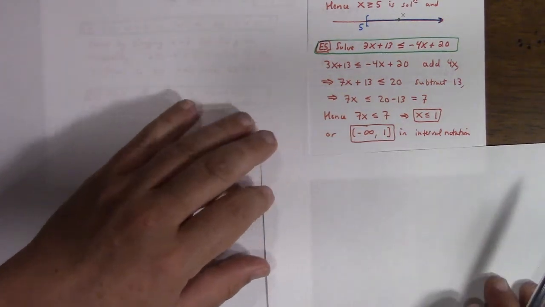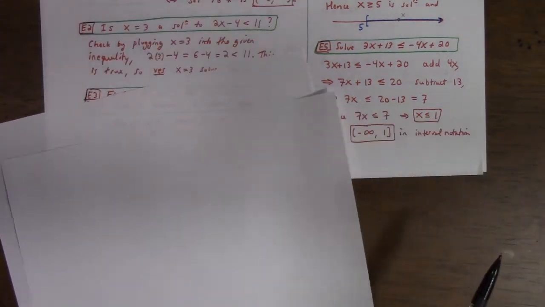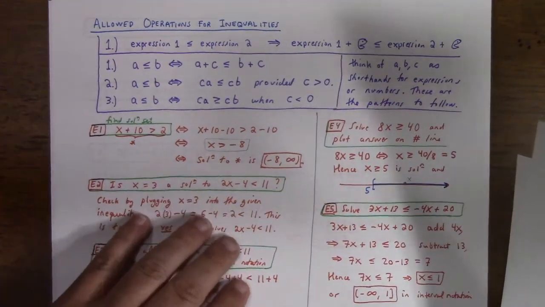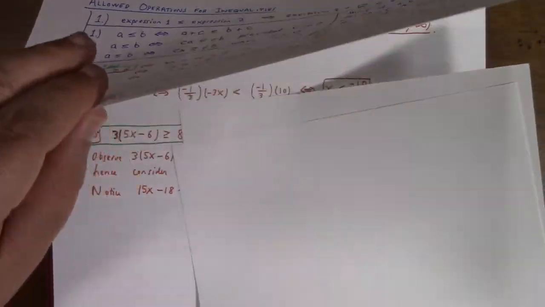So the homework that you've been assigned involves the interval notation, the number lines, and the set builder. It's all in there. All right, let's go on to our next examples.